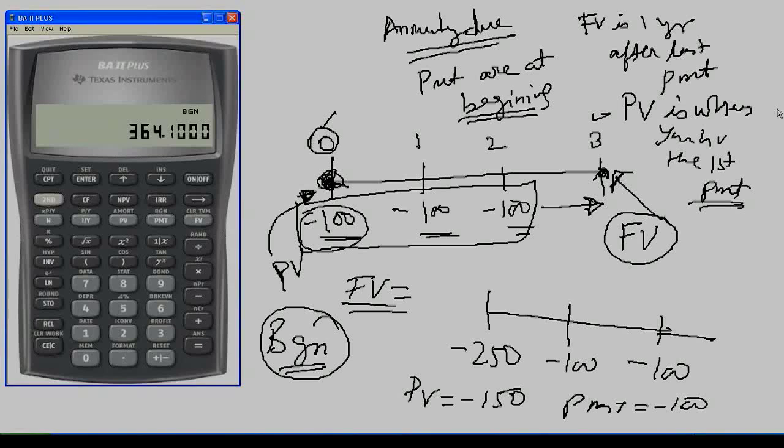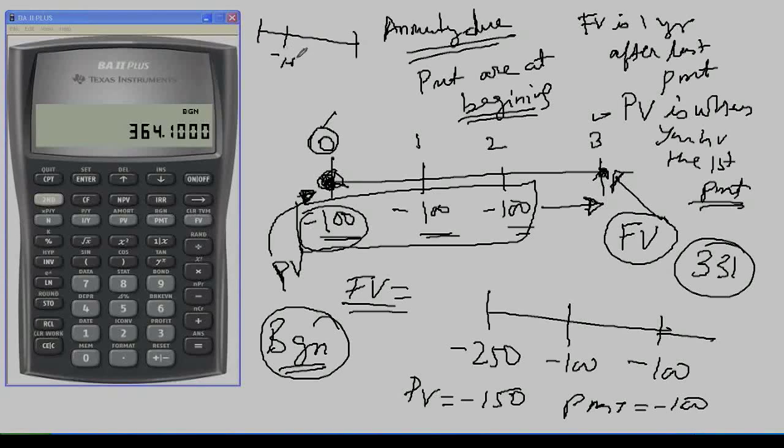It is 364.1. In case of the ordinary annuity, if you remember, that value was 331. This value is 364.1. It has to be higher. Why? In case of annuity due, you had 100, 100 and this 100, and each one is earning you money for one more period, from here to here, right? So obviously in case of annuity due, the value should be more.